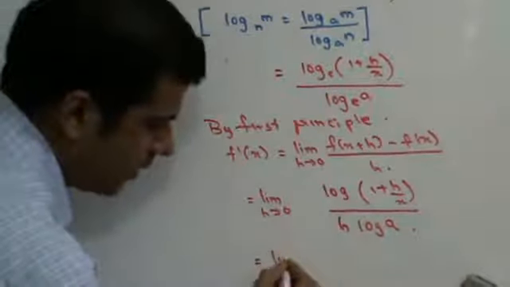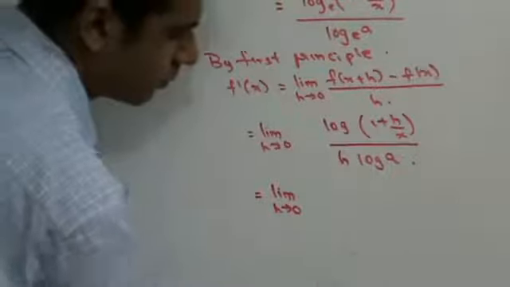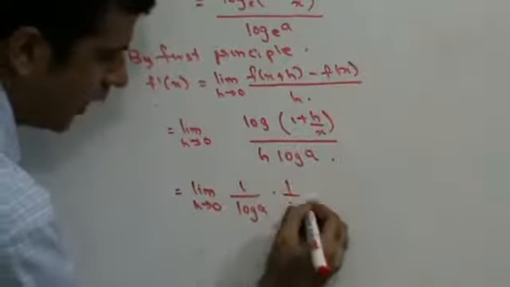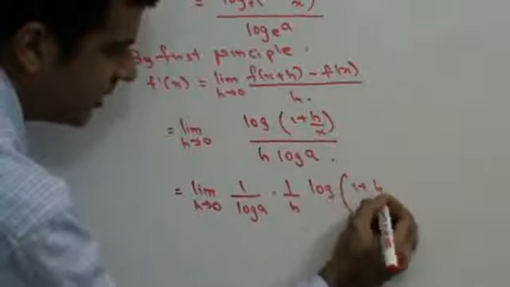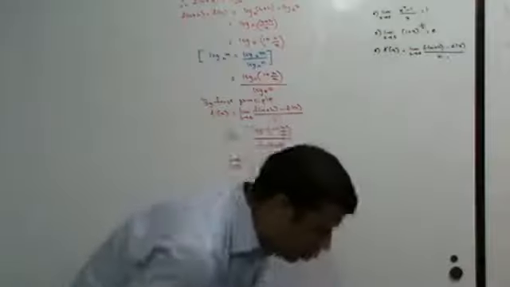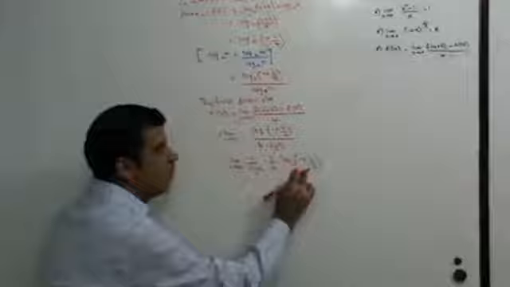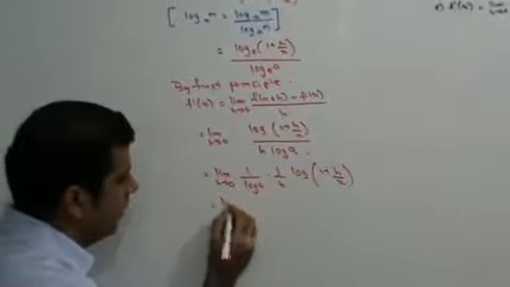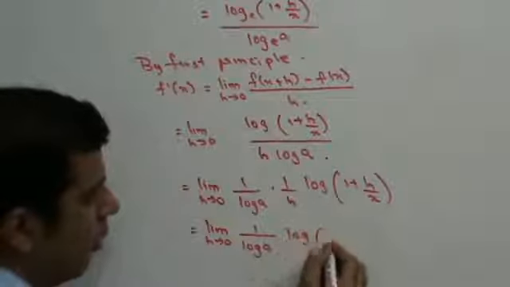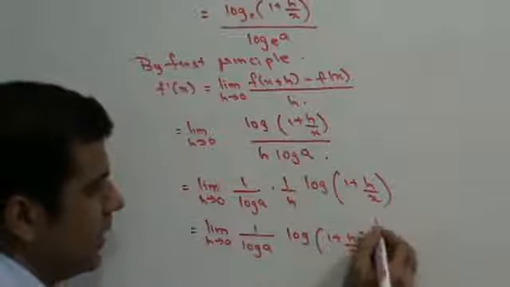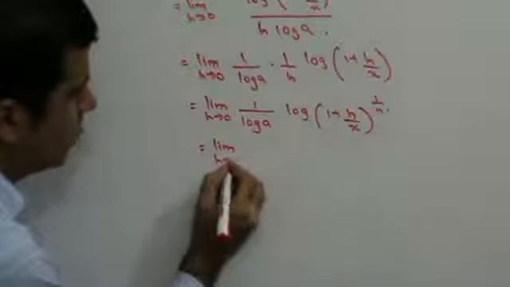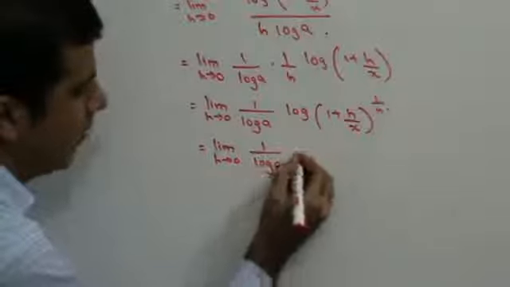Now this can be written as limit of h tends to 0, 1 upon log a as it is, 1 upon h log 1 plus h upon x. Whatever is the number before log goes up in the indice, so you will use the formula n log m is log m raised to n. So this is limit of h tends to 0, 1 upon log a log 1 plus h upon x raised to 1 upon h.